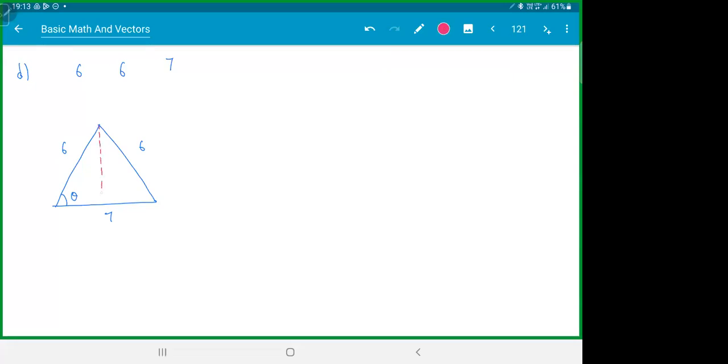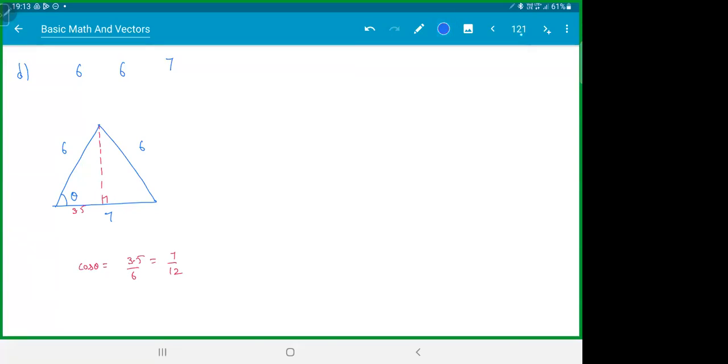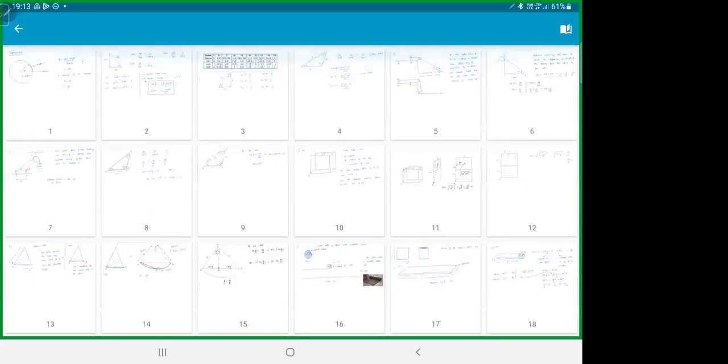If you drop a perpendicular, right? So this will be how much here? So this will become 3.5, no? So cos theta will be 3.5 by 6 or 7 by 12. Easy? Otherwise, you can do the analytical method also, not that formula. Or you could have done this also.